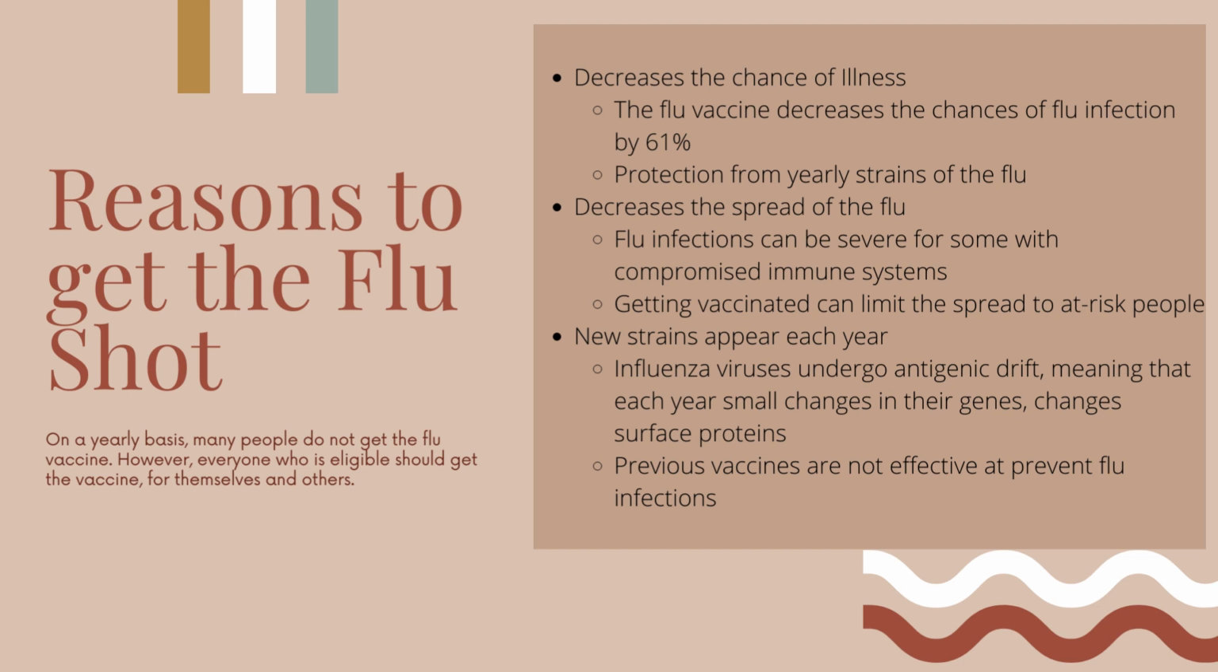And the last reason to get the flu vaccine is that new strains appear each year. Influenza viruses undergo antigenic drift, meaning that each year small changes occur in their genes which can change surface proteins. This means that previous flu vaccines are not effective against newer strains.